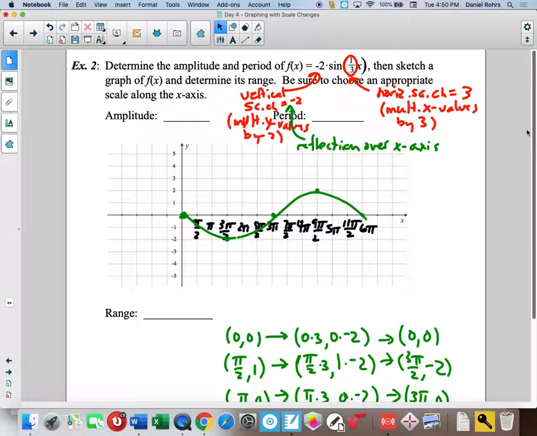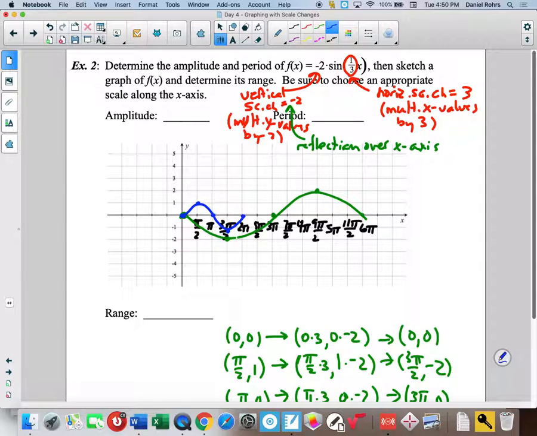I'm going to graph the normal sine graph right over top of here so you could see what this would look like. So the normal sine graph would start at 0, 0. It would go to pi over 2, 1. Go to pi, 0. Goes to 3 pi over 2, -1. And it goes to 2 pi, 0.